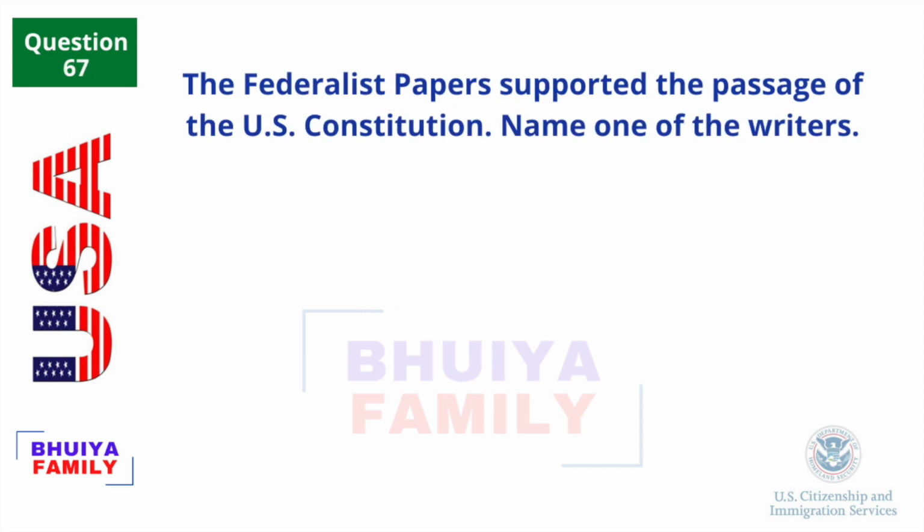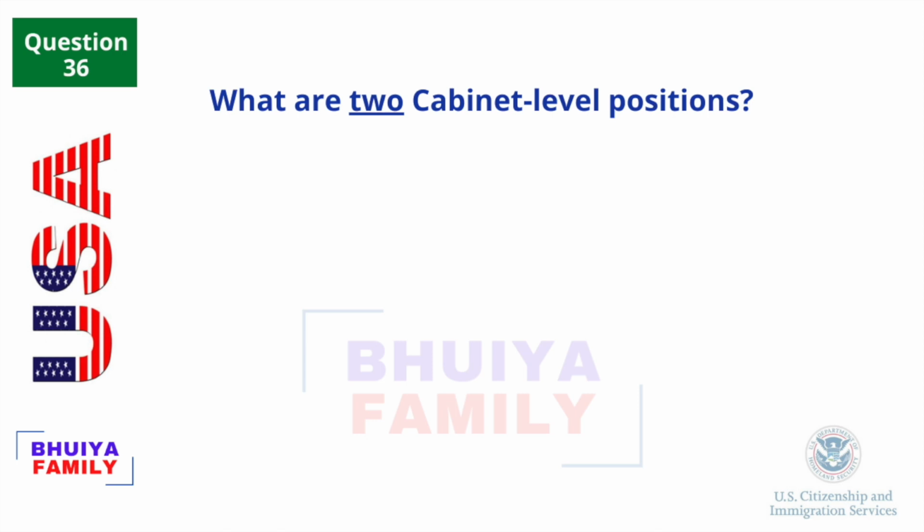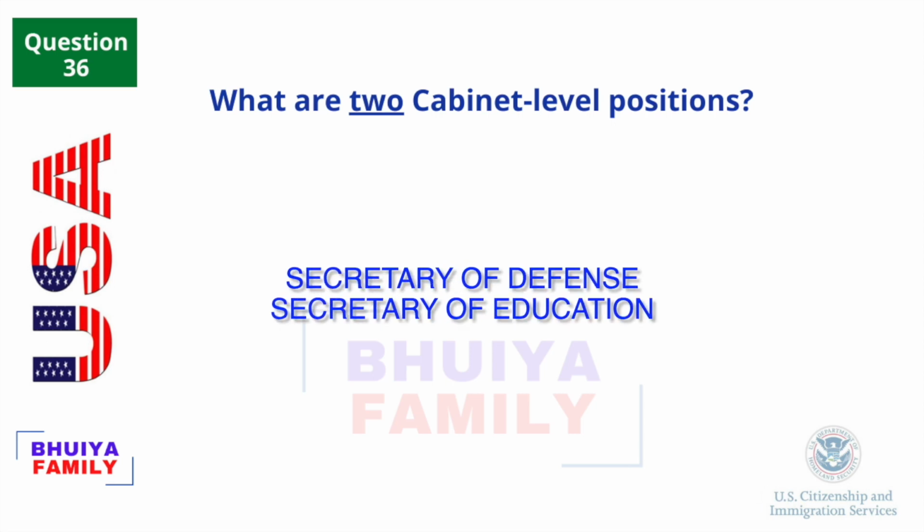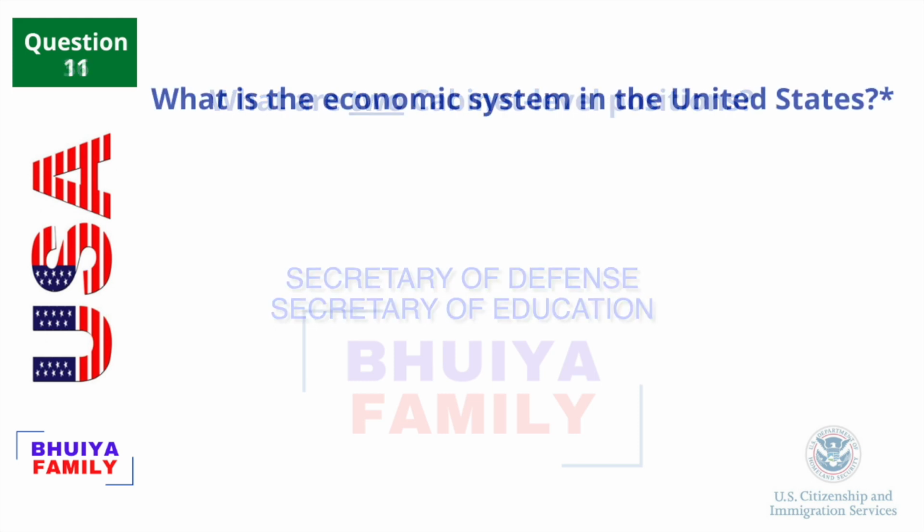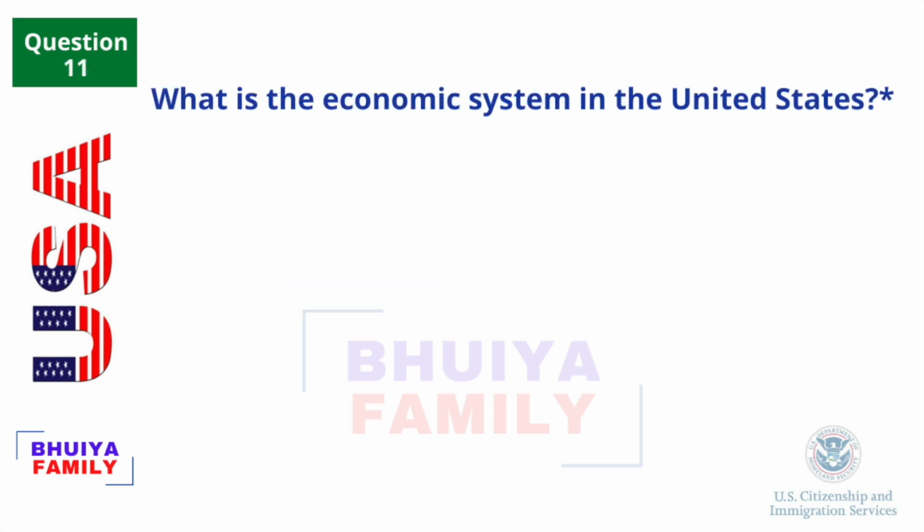The Federalist Papers supported the passage of the US Constitution. Name one of the writers. James Madison. What are two cabinet level positions? Secretary of Defense, Secretary of Education. What is the economic system in the United States? Market economy.